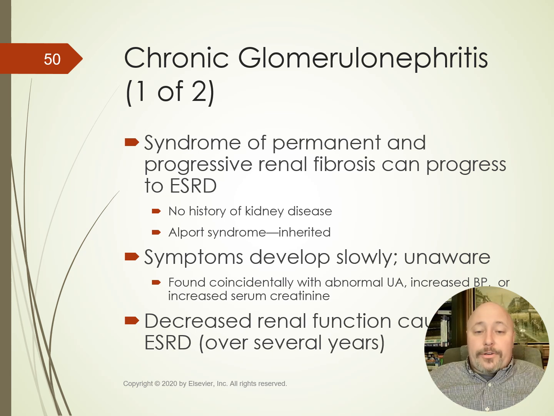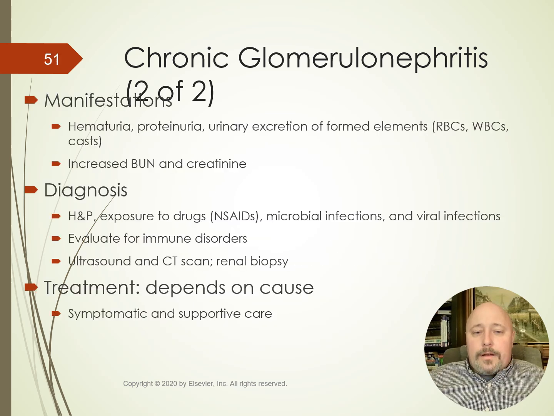Chronic glomerulonephritis is a syndrome of permanent and progressive renal fibrosis that can progress to end-stage renal disease. The symptoms develop slowly, so the patient is often unaware until significant damage has been done. The manifestations are hematuria, proteinuria, urinary excretion of formed elements, as well as increased BUN and creatinine.